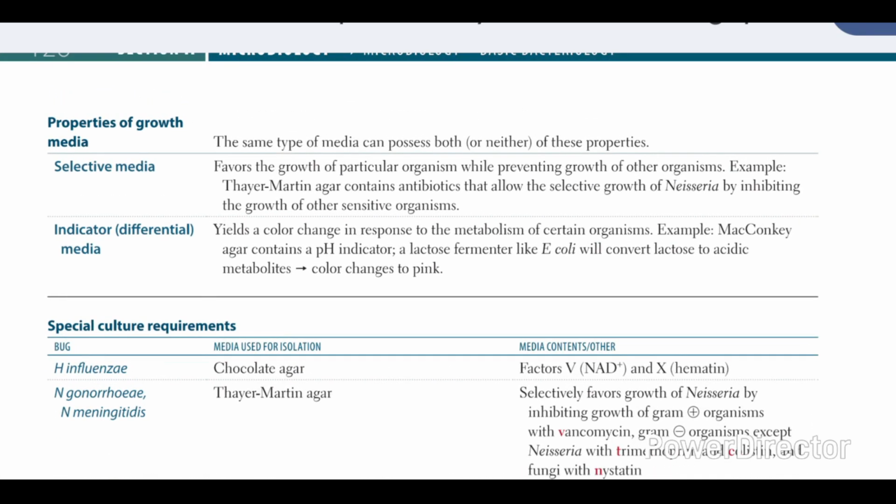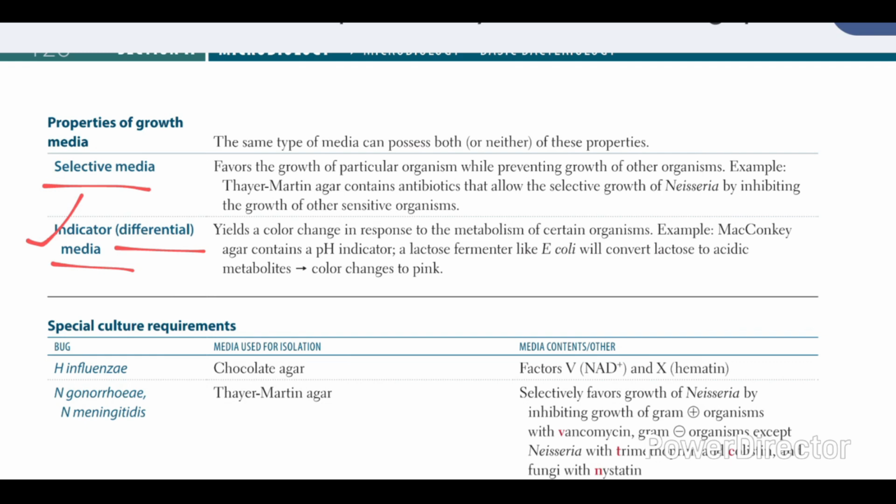Today we are going to study the properties of the growth media. So we have two types of growth media. One of them is the selective media, and the other one is the differential media, which can also be called the indicator media. The selective media is, as the name suggests, selective for some particular organisms, which favors growth of that particular organism whereas inhibiting growth of all the rest of the organisms.